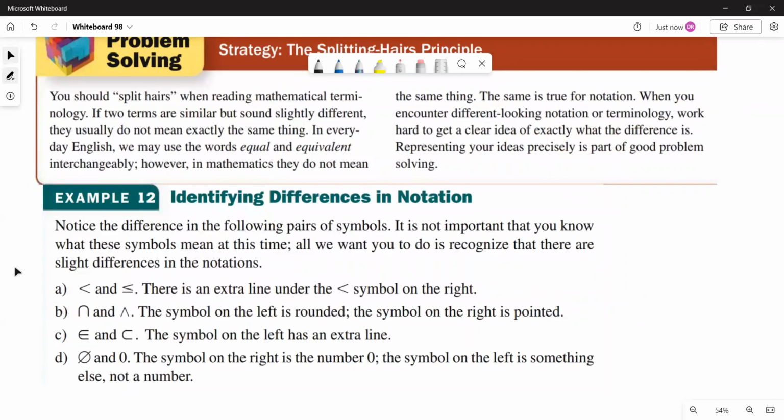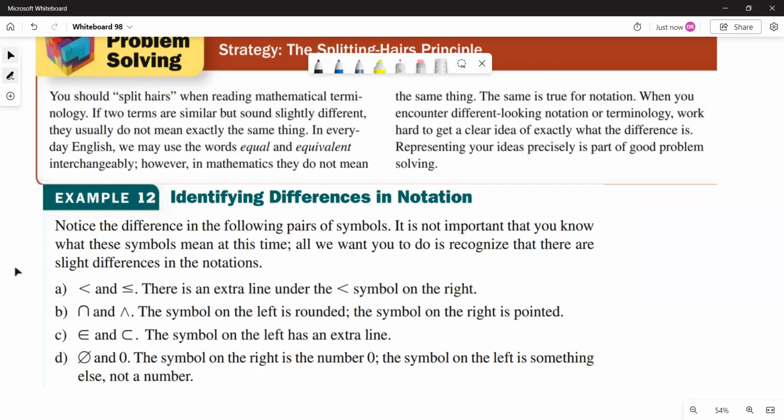Okay, so in example 12, we have two pairs of symbols that look similar, but slightly different, and they don't mean the same thing. Part A, I'm sure you're familiar with that. The symbol on the left is less than, and the symbol on the right is less than or equal to. In B, the symbol on the left that represents the intersection of two sets is a rounded symbol, and the one on the right is a pointed symbol.